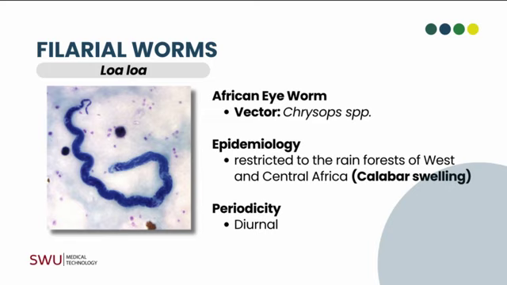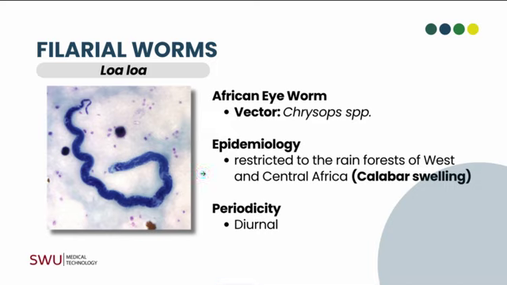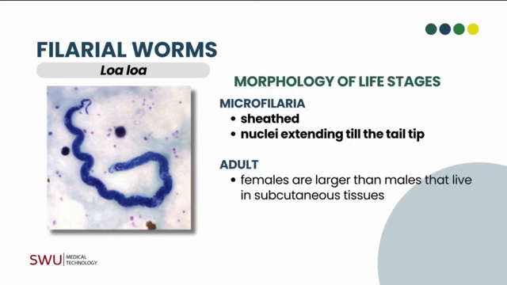In terms of its periodicity, the microfilariae has a diurnal periodicity, meaning that it increases during daytime, and it peaks between 12 noon to 2 p.m. Now, speaking of microfilariae, these are the morphological features of the microfilariae. It is sheathed and about 250 to 300 micrometers long, and its nuclei extend to the posterior tail tip. And as you can see here, the blue areas represent the nuclei of the parasite.